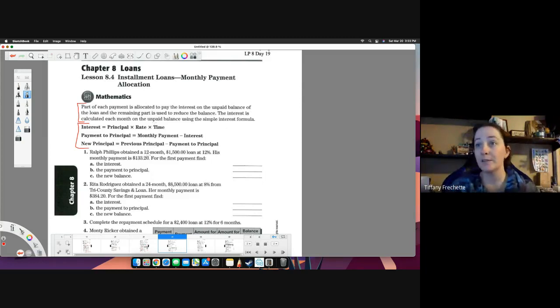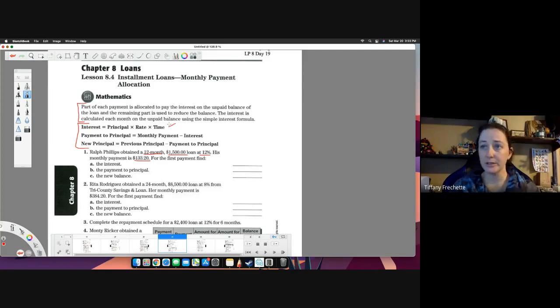All right, so Ralph Phillips obtained a 12-month, $1,500 loan at 12%. So we know how long, we know the principal, and we know the rate. His monthly payment is $133.20. For the first payment, find the interest, the payment to principal, and the new balance.